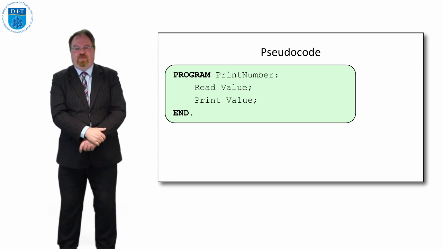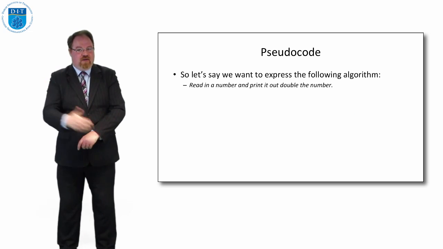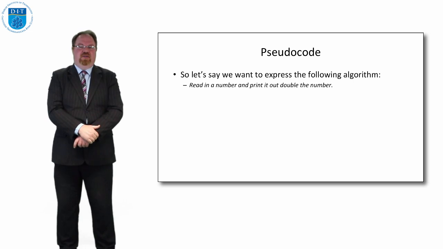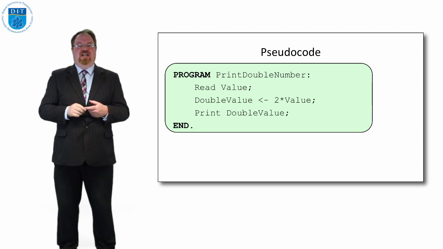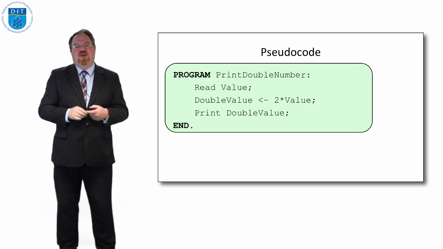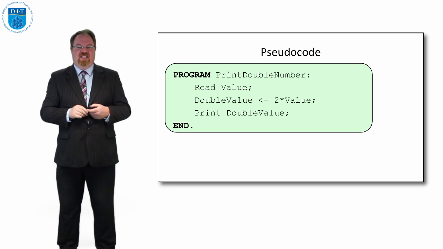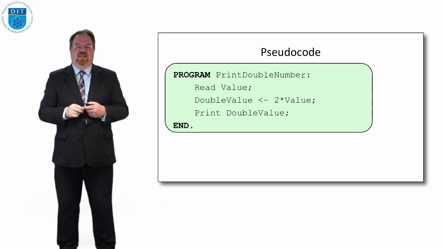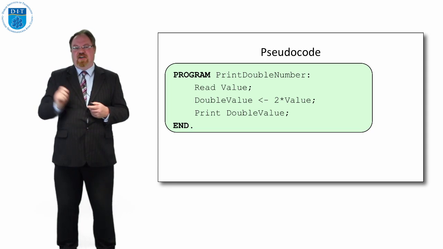We don't print out the word value, we print out whatever number or character or boolean is stuck into the bucket called value. And the other algorithm we looked at previously was to say, read and print out double the number. So if we want to read in a value and print out double the number, we have a variable called value that we read in. We could create a second variable called double value, and then we can assign that to be 2 multiplied by the value, and then print out the new variable double value.